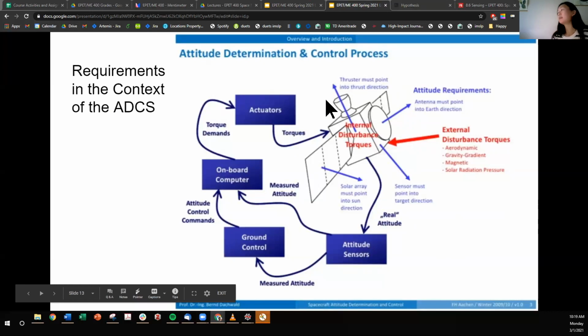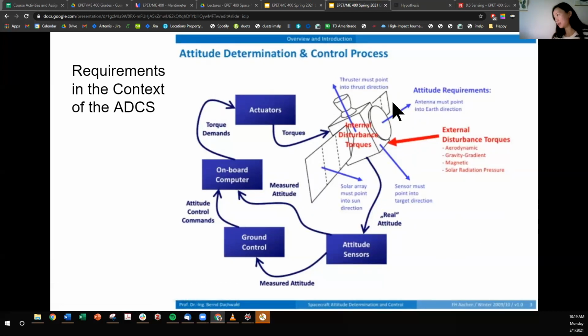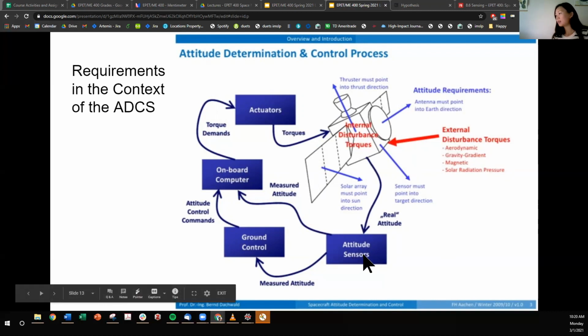So here in the middle, we have our spacecraft. It is subject to internal disturbance torques and external disturbance torques like atmospheric drag, gravity, magnetic field, solar radiation pressure. And it needs to sense different reference cues to get attitude.